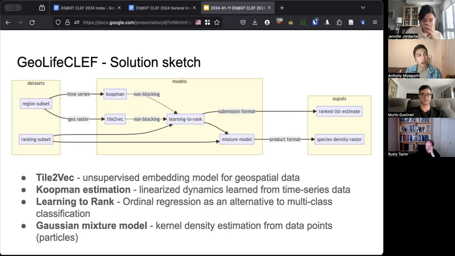which is interesting because we only have the presence of species, and we don't have what species aren't present. So learning an order to the species is useful. And then there's this Gaussian mixture model that might be useful to actually do the kernel density estimation. So to go to, there might be species in this area, to there might be species in this area on a map.